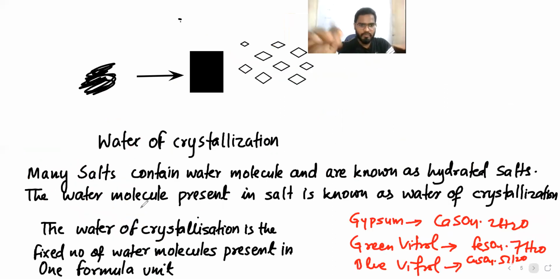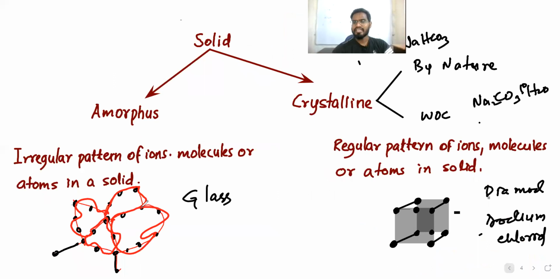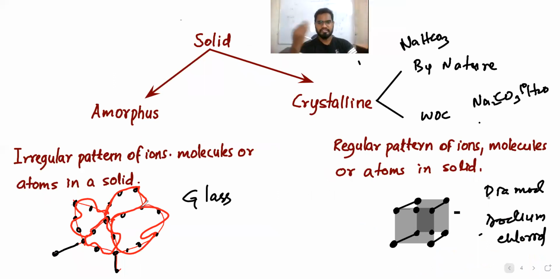Now what happens when you put water molecules? Let's see. If you see crystalline solids, two types are there. First is by nature, and one is when you add water molecules, then it becomes crystal. First, by nature: diamond, obviously by nature. Sodium chloride by nature. NaHCO3, that is also by nature.